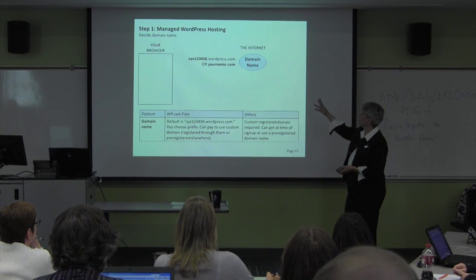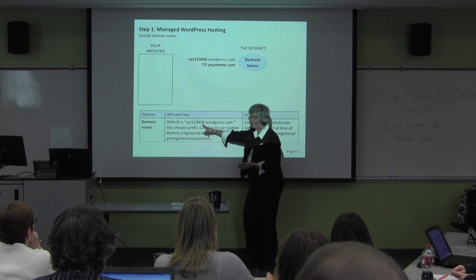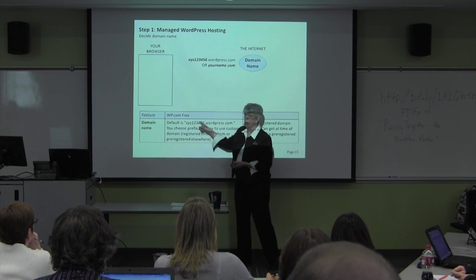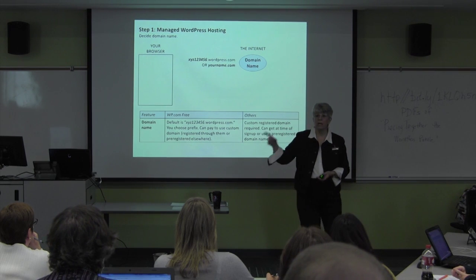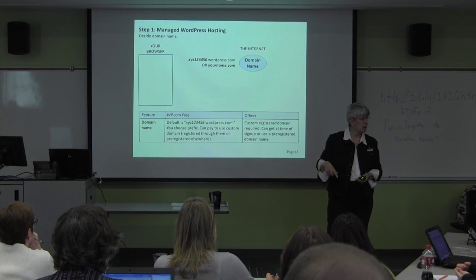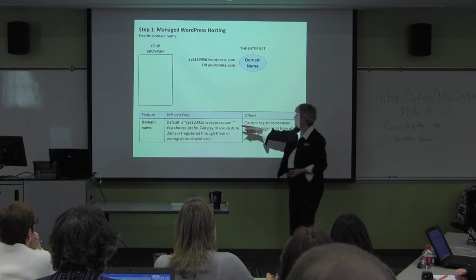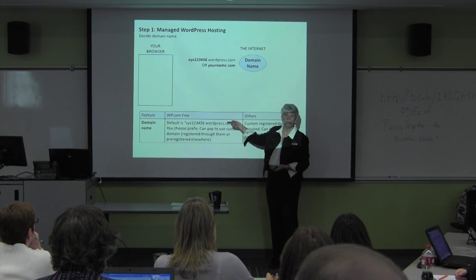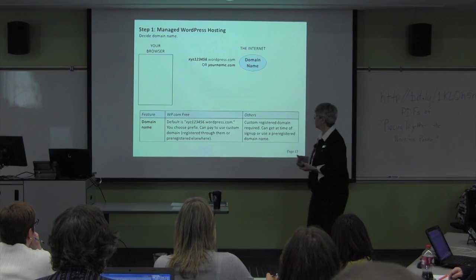So you decide on a domain name. We talked about that already. If you're going to go with WordPress.com, you have to figure out what this first part is, okay? You don't have a choice. Later on, you can add a custom domain once you have the WordPress.com account. But at least to start up, you've got to figure out what that is. Now, you can leave it as this for as long as you like. There's nothing wrong with that. But if you want a custom domain, you have to do something different.